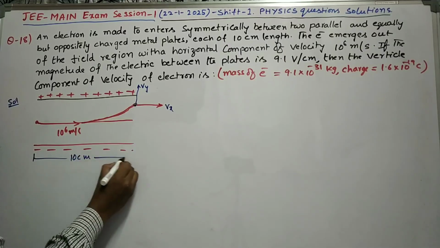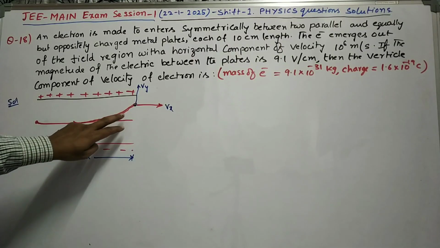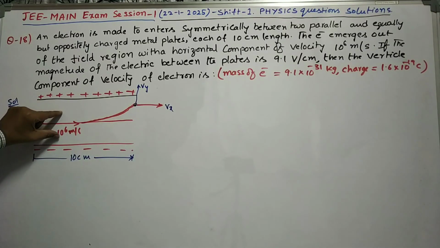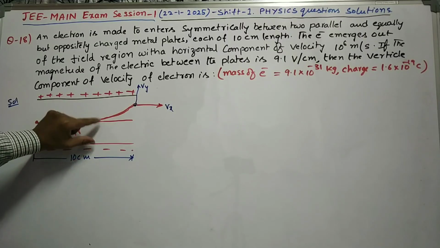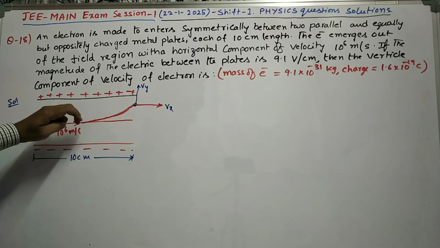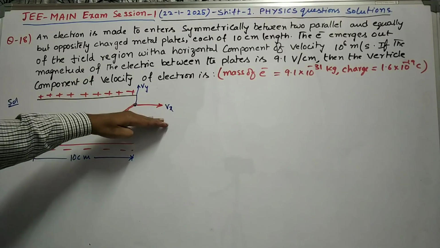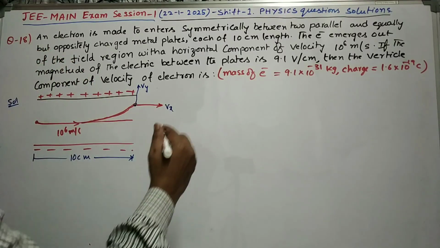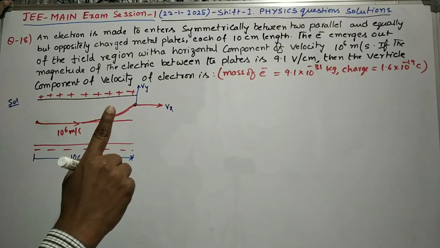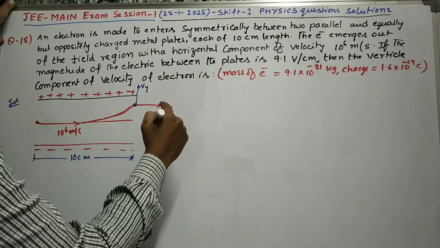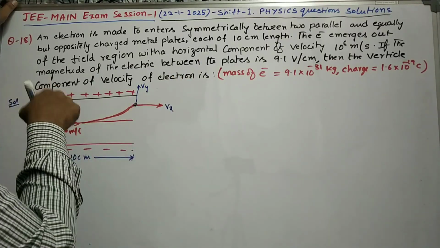So what is the length of each metal plate? 10 centimeter. Here the electron is traveling through the xy plane, so it covers distance horizontally as well as vertically in the same time. First of all, you can calculate the time taken to cover this 10 centimeter while emerging out from between the metal plates.